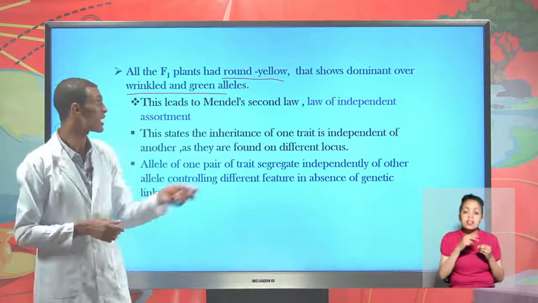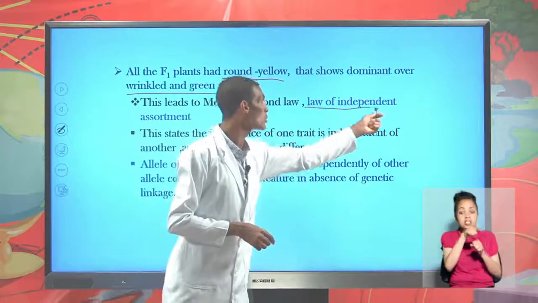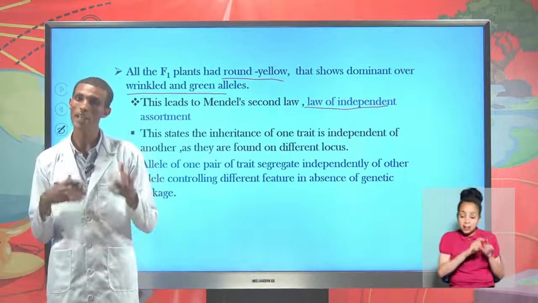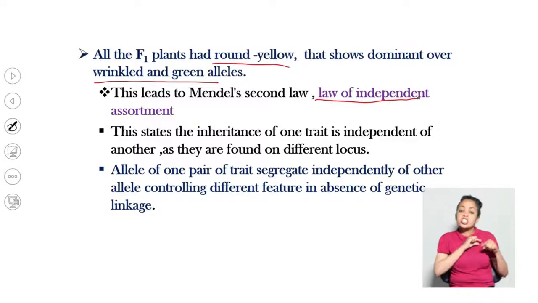This law is considered the second law of Mendel, which we call the law of independent assortment. One gene is inherited independently of another because they are positioned on different loci. Roundness and seed color separate independently from seed shape; they never affect each other. This is a very key reason for genetic variation, during meiosis, creating variation among organisms.